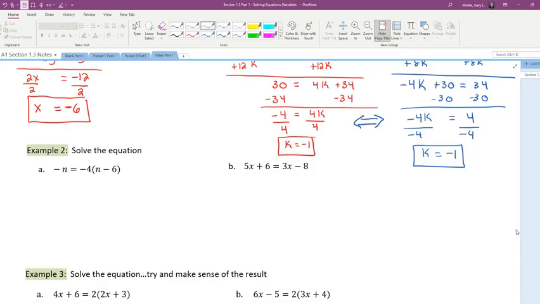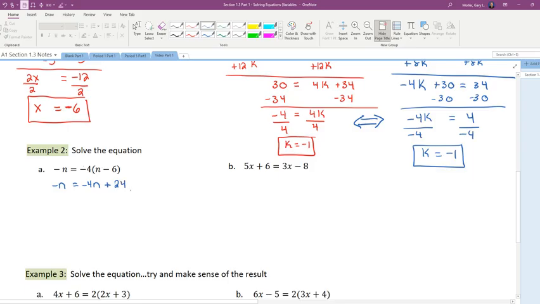Okay. Rule 1, step 1, simplify each side. Obviously, there's nothing happening over here, but I can do the distributive property over here. And I'm spotting this negative, and I'm paying attention as I do it. Negative and a negative make a positive. 4 times 6 is 24.